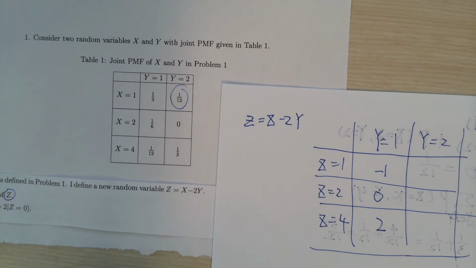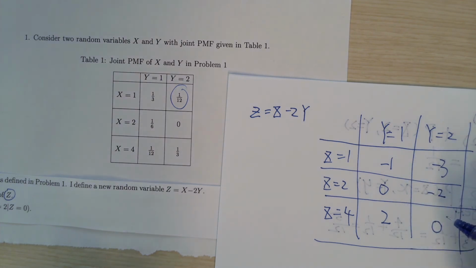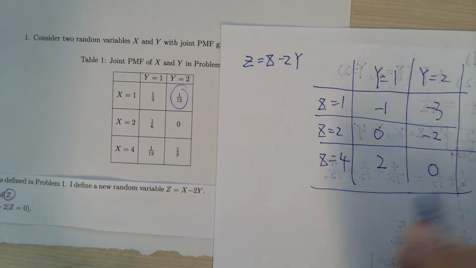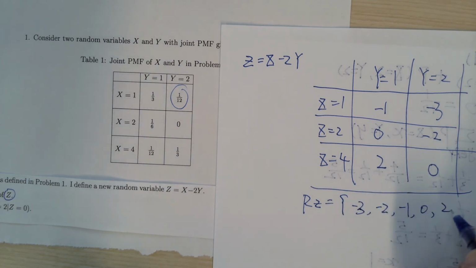When X equals 1, Y equals 2, this is going to be negative 3. When X equals 2, Y equals 2, this equals negative 2, right? And when X equals 4, Y equals 2, so it's 4 minus 2 times 2, this also gives us 0. So correspondingly, as you can see, the range of Z has five values. The range of Z is negative 3, negative 2, negative 1, 0, and 2.